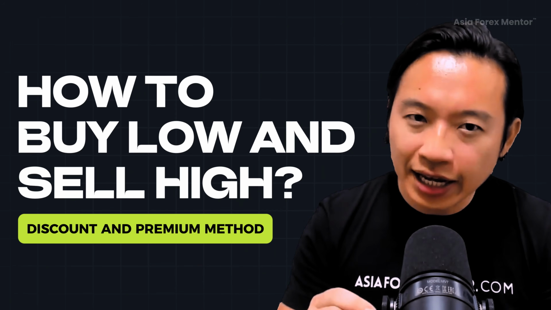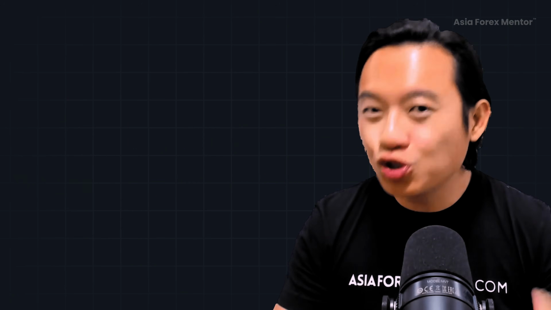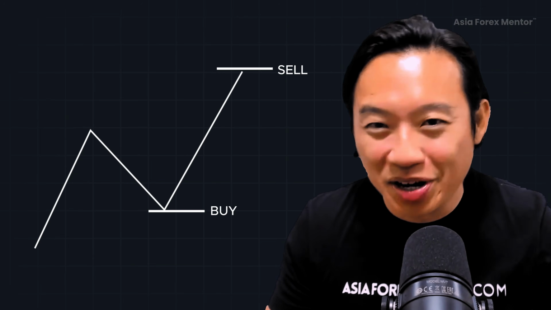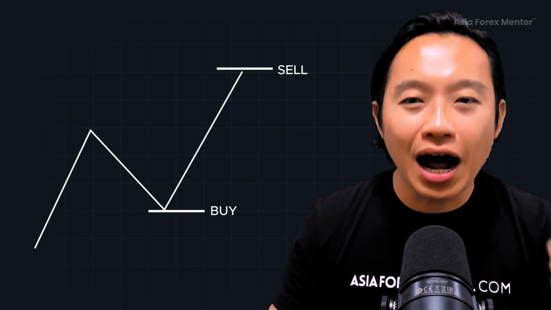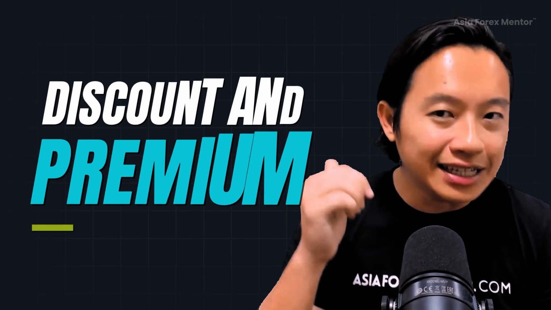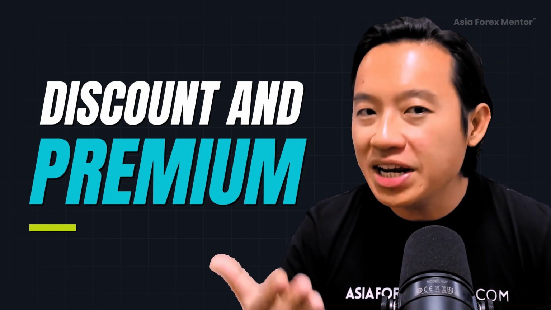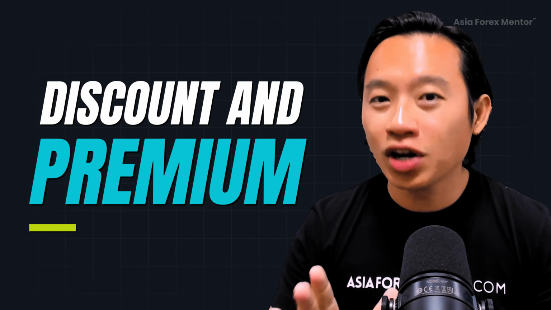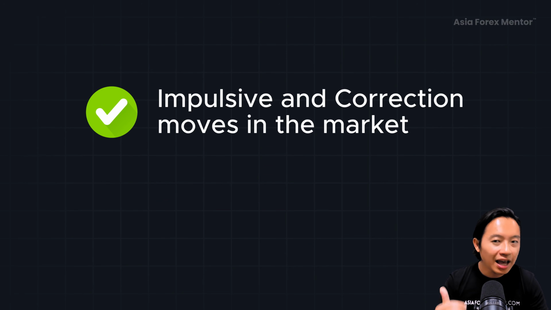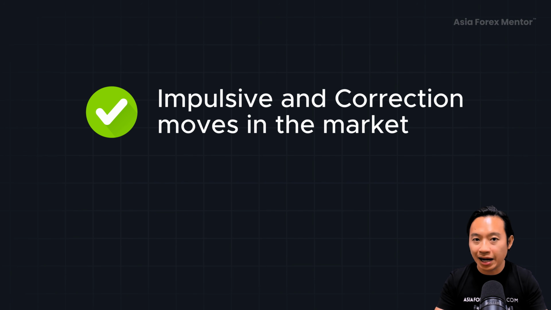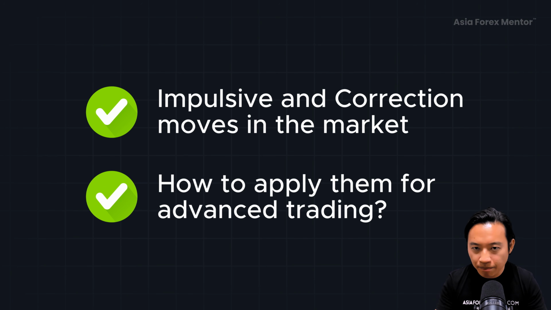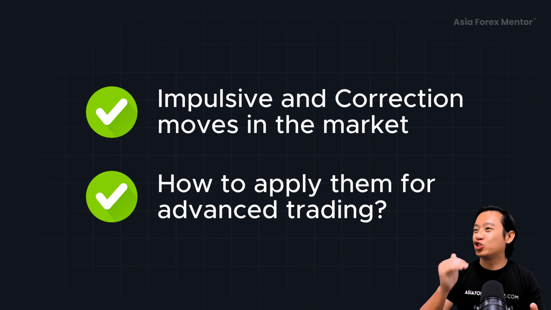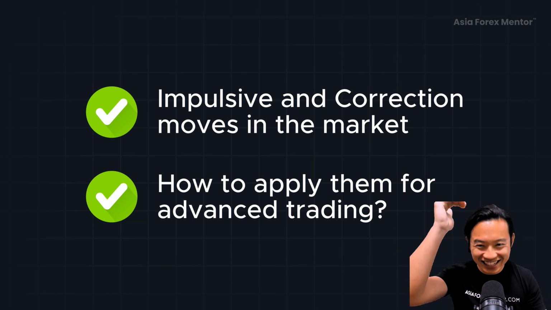So today I'm gonna show you how to buy low and sell high. I mean, this is what everybody wants, right? Buy low and sell high using the discount and premium method in trading. You're also going to learn the impulsive and correction moves in the market and how to apply them for advanced trading. So this is going to be a video that takes your trading to the next level.